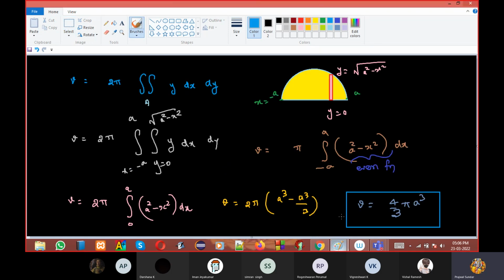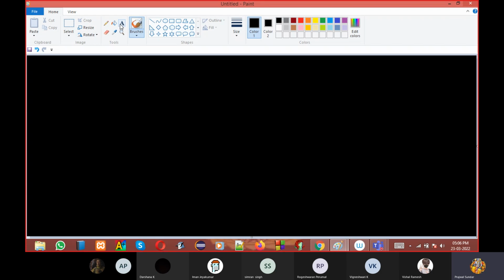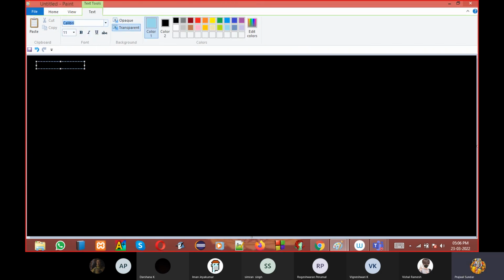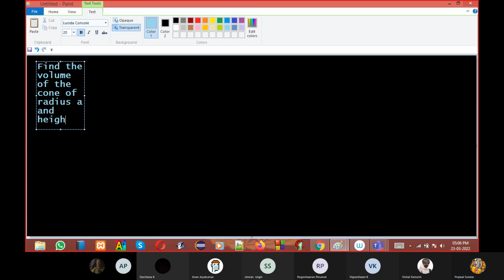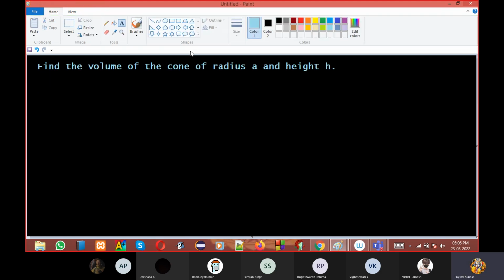Like that we'll do for the cone also. Find the volume of the cone. So this is the last concept. So I'll leave at 5:15. Find the volume of the cone of radius a and height h. Tell me how you will find. Look at this carefully. What I'm doing is I am considering the xy plane line, considering this part.